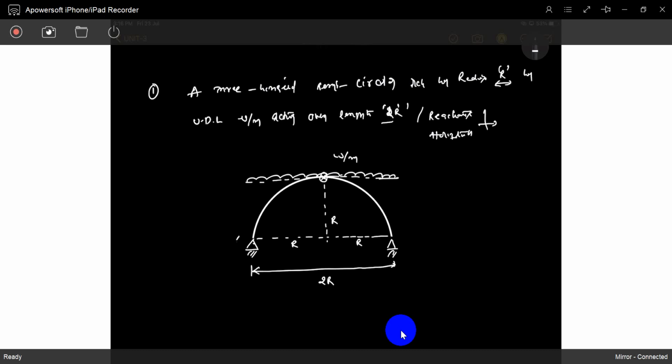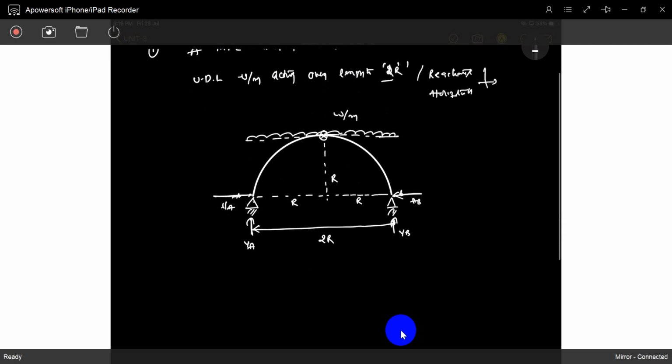What are the reactions at A and B? How can you calculate them? Just at A, what is VA and what is VB? And there is HA and HB. Four reactions, so we need four equations. You can easily say VA and VB are equal because it's symmetrical.